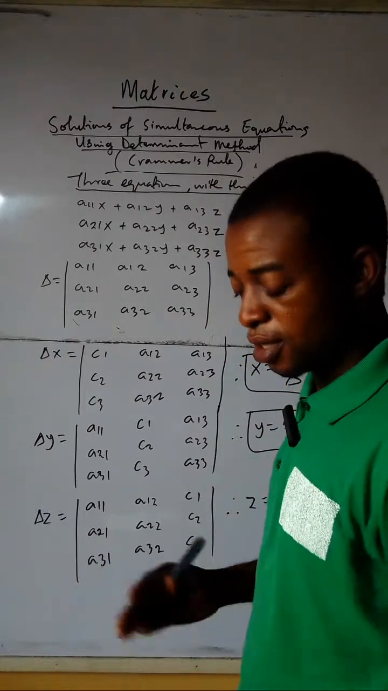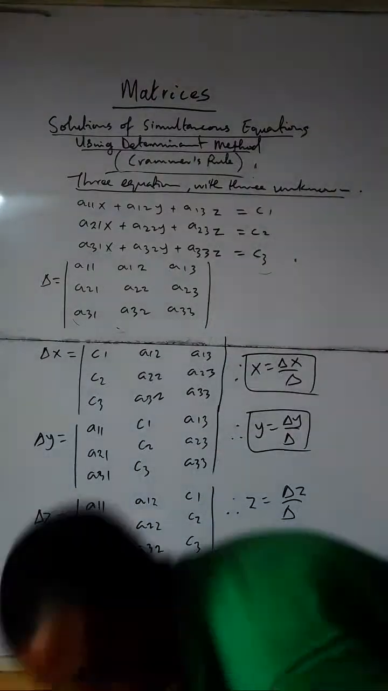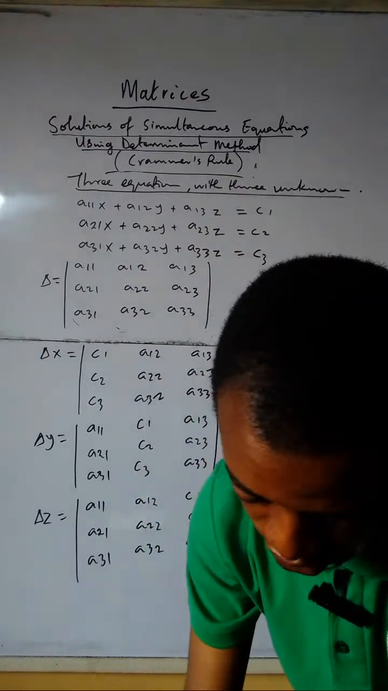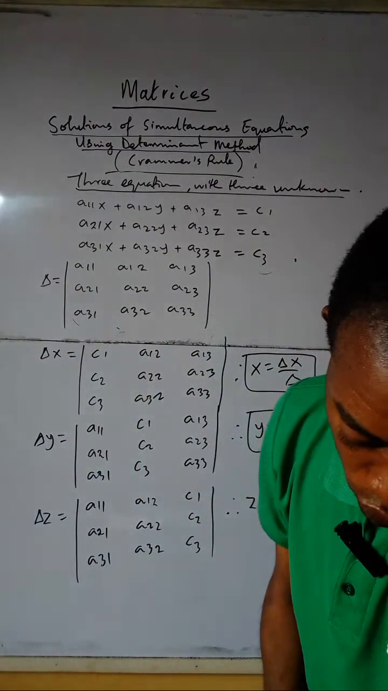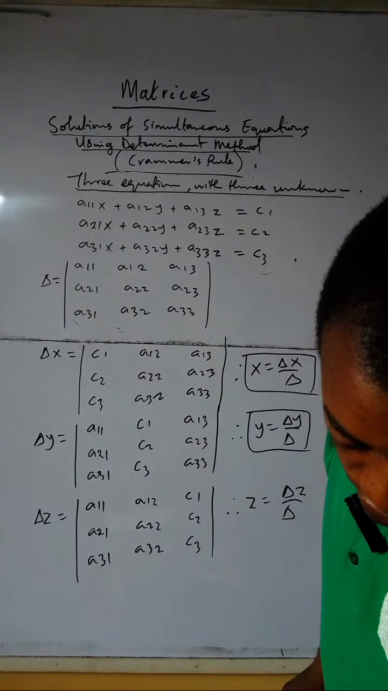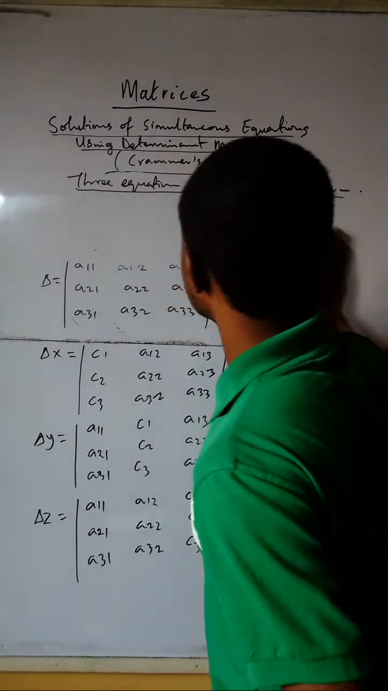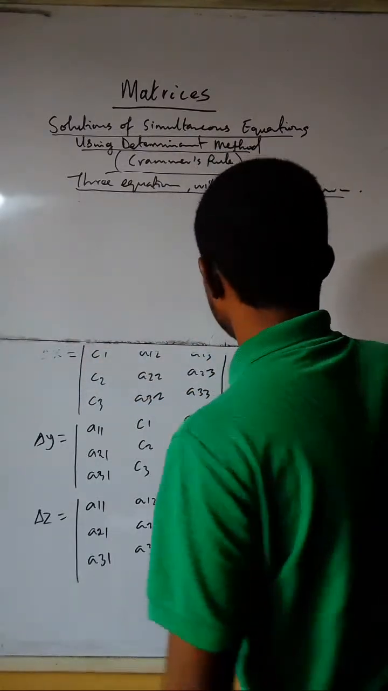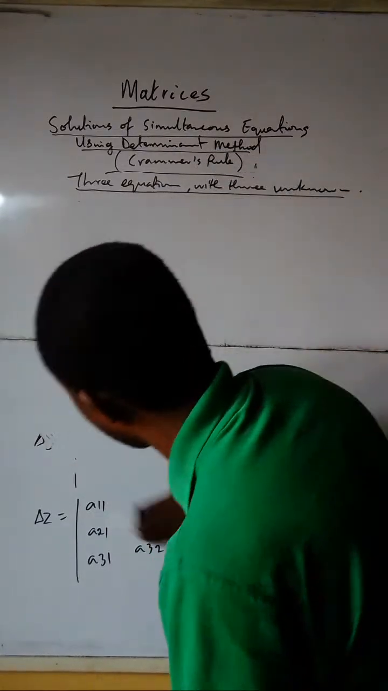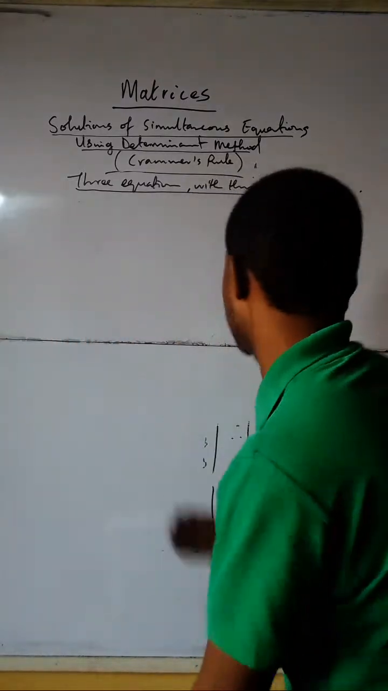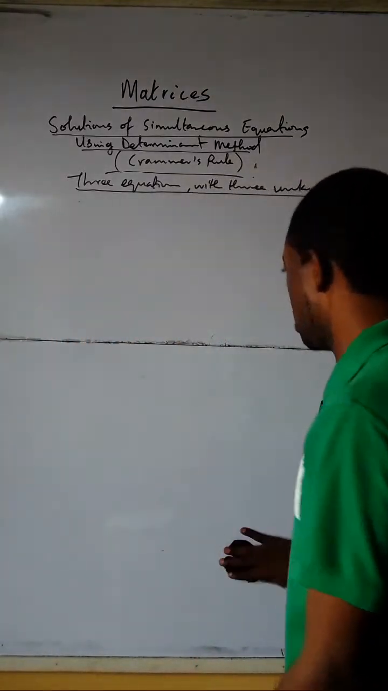Now let's look at some examples to demonstrate this. Solve the following simultaneous equations using the determinant method. So, which is three equations and three unknowns.